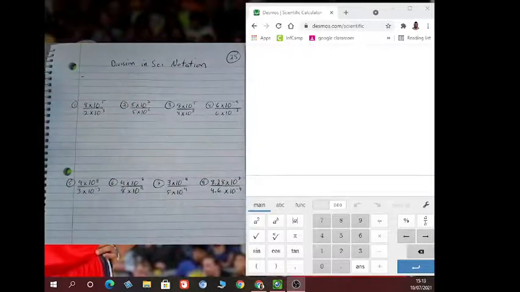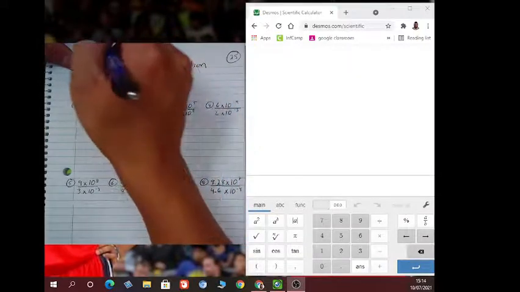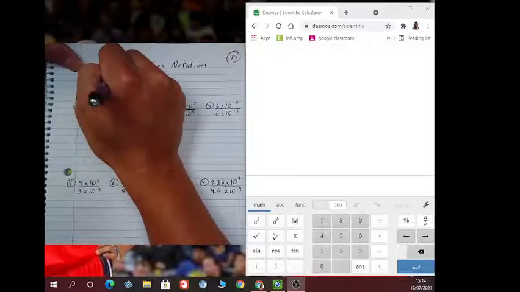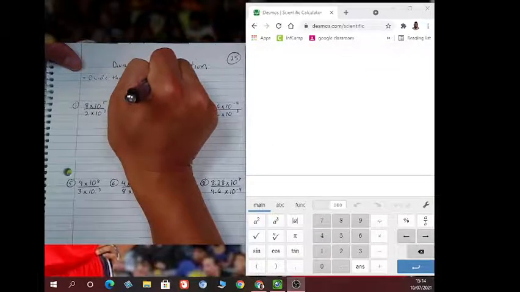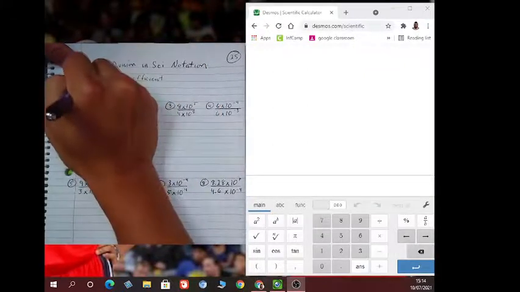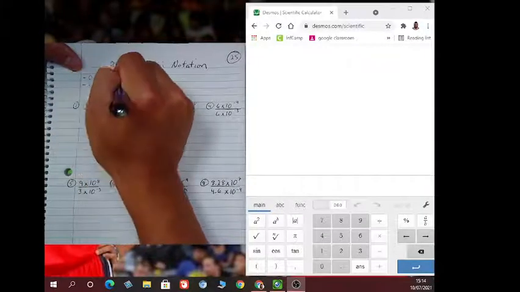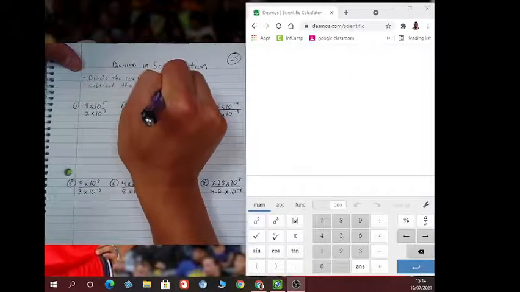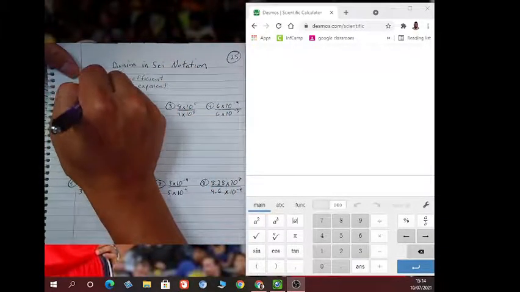So for division, what you want to do is you want to divide the coefficient. Okay, and you want to subtract the exponent. Okay, and then you want to check scientific notation.